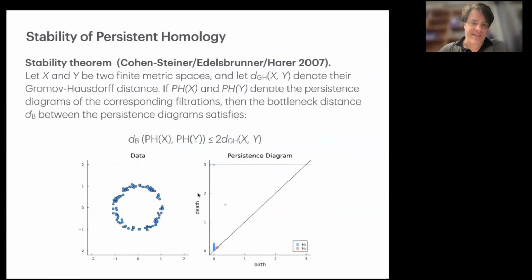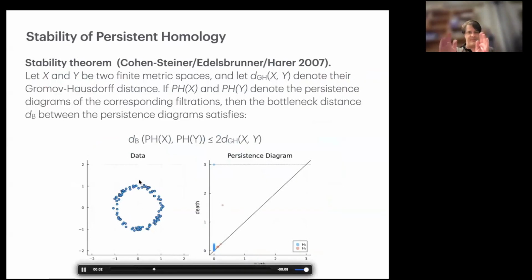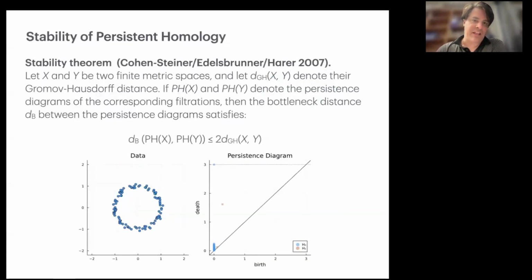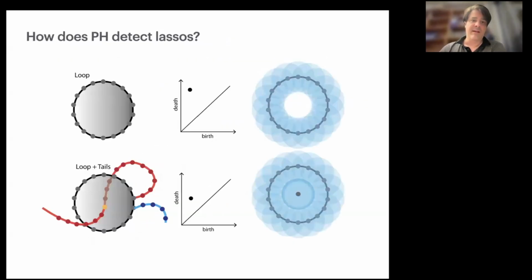We know that this is a stable operation. If you perturb the points a bit, these barcodes, or these persistence diagrams, where the x-axis is the birth and the y-axis is the death of the homology, are stable. So every method based on persistent homology to detect lassos will be a stable algorithm. The idea is relatively simple. So how do we detect lassos inside proteins using persistent homology?